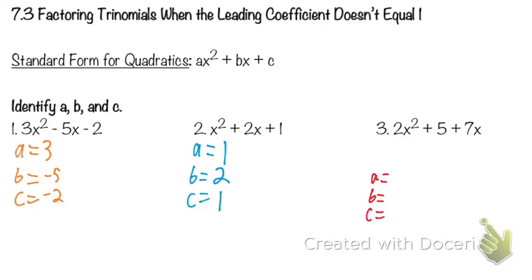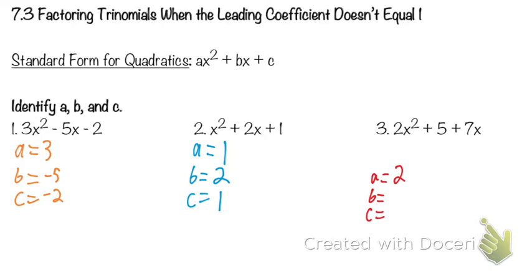The far right hand side. All right. Who thinks they know A? Okay, Tobin? 2. Who thinks they know B? Hannah? 7.